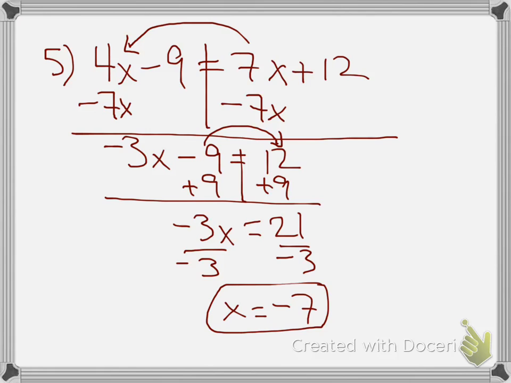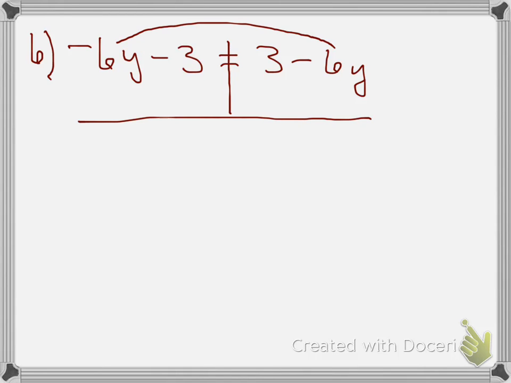So we get a special case with number 6 and do the same thing. Move the 6y over. It becomes positive 6y.